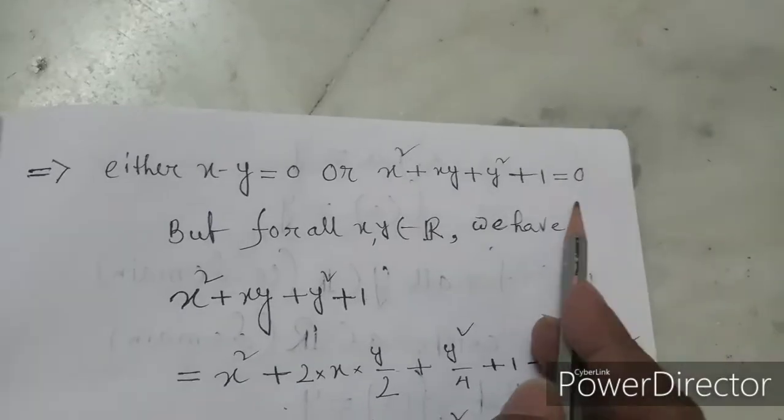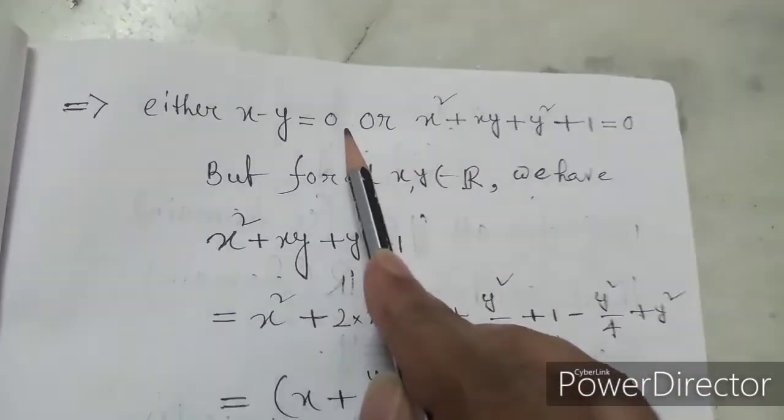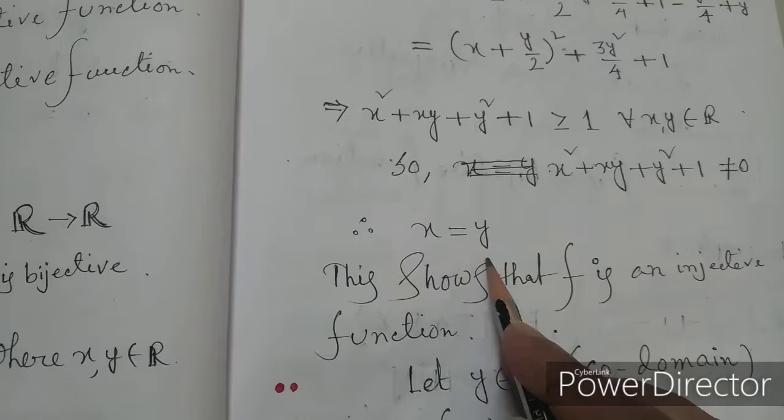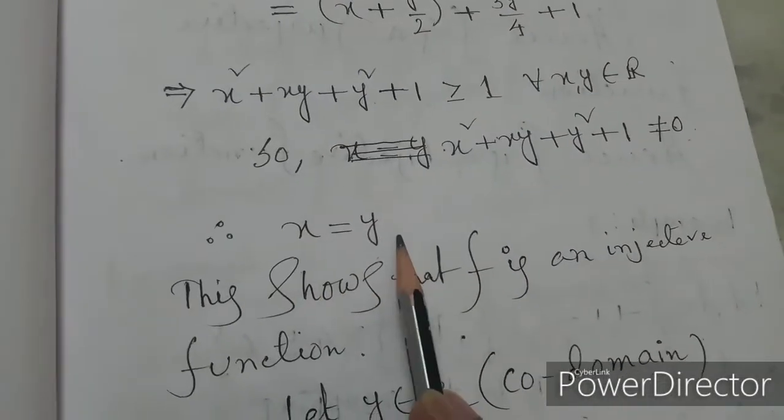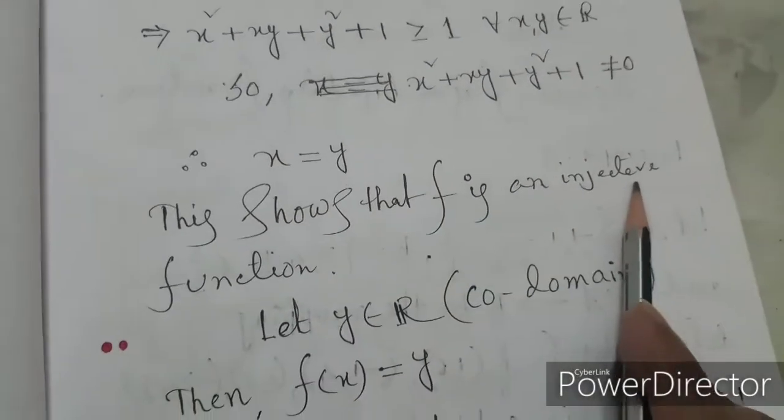So what is your conclusion? x minus y equals 0. This means x equals y. So now what you consider? Let f(x) equal f(y). You have to show x equals y. This shows that f is an injective function.